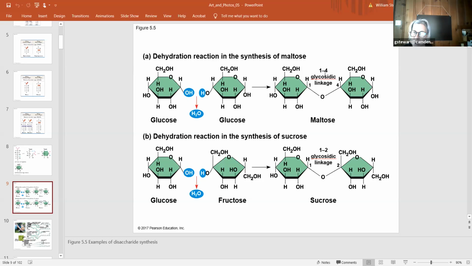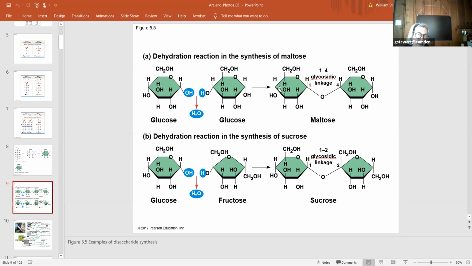No, you do not have to know the 1,4 linkage, the 1,2, don't care. I need you to be able to see this picture and say carbohydrate, disaccharide. Functions of disaccharide, energy. That's what they're used for, energy in cells, make ATP.